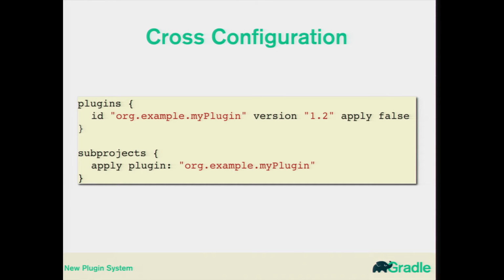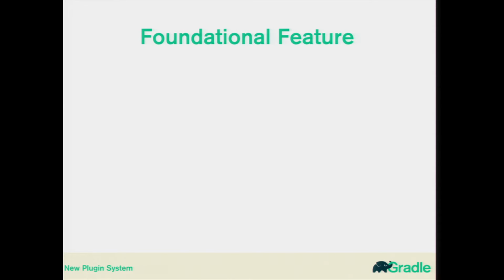Finally, what you also couldn't do with the new mechanism until Gradle 3.0 milestone 2 was cross-configuration, so that you inject plugins from a root project into sub-projects. That is now working as well. So this is a foundational feature, right? The new plugin system is much more than syntactic sugar. It is a completely new mechanism for using plugins.